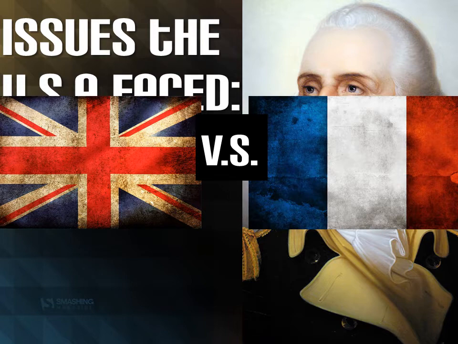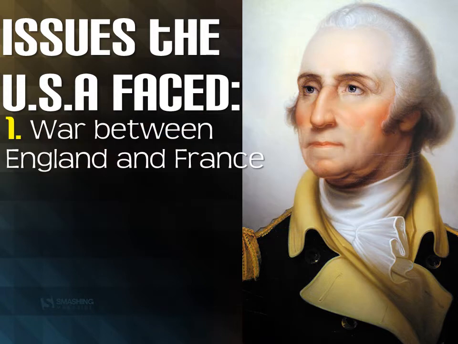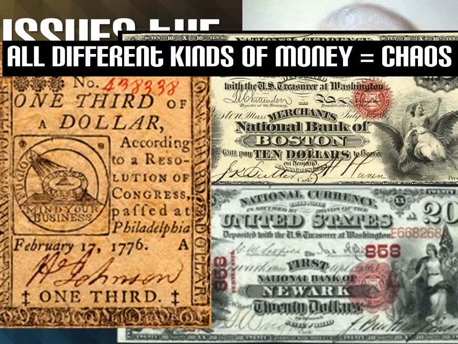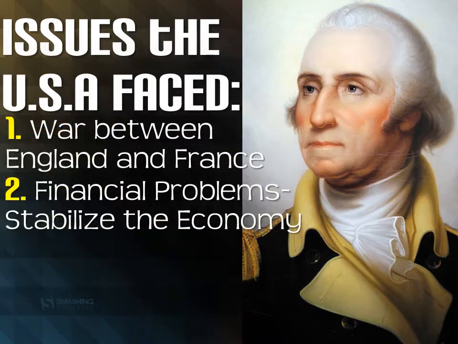Number two issue that he had to face was there were lots of financial problems. Now, it was a really big issue in the country. For example, there was all different kinds of money. So different states had different kinds of money. Instead of seeing a dollar bill like you see today, each state would have their own type of dollar bill. And this created a lot of chaos, and really the financial structure of the United States was pretty messed up and chaotic. So he needed to figure out, how do we solve that problem?